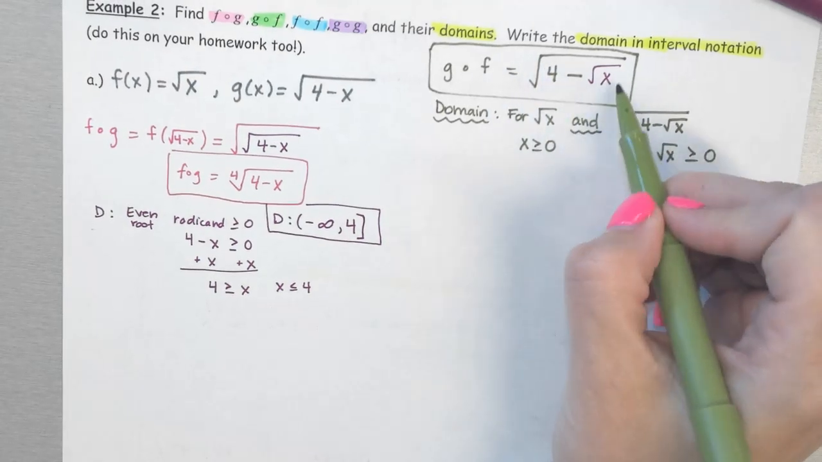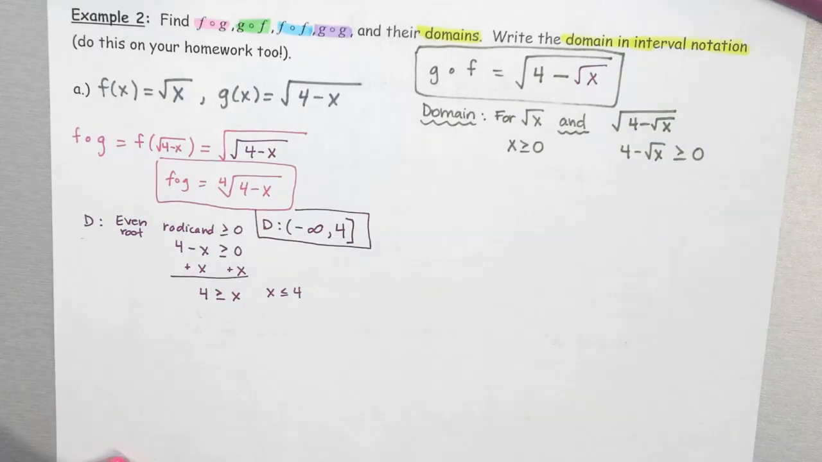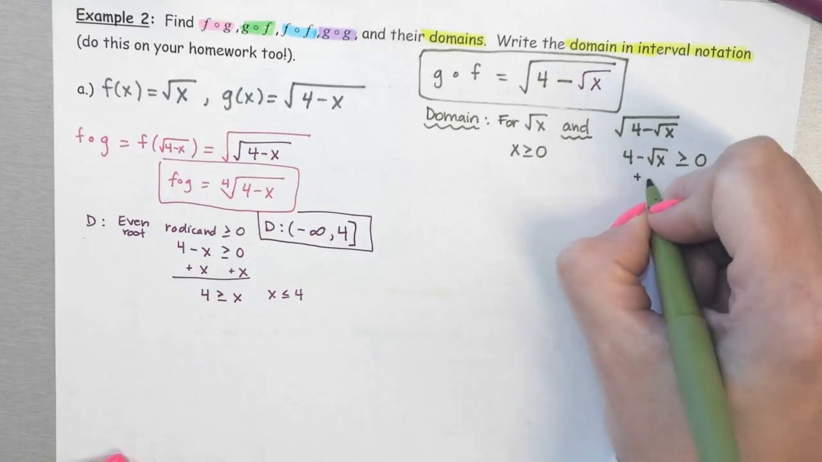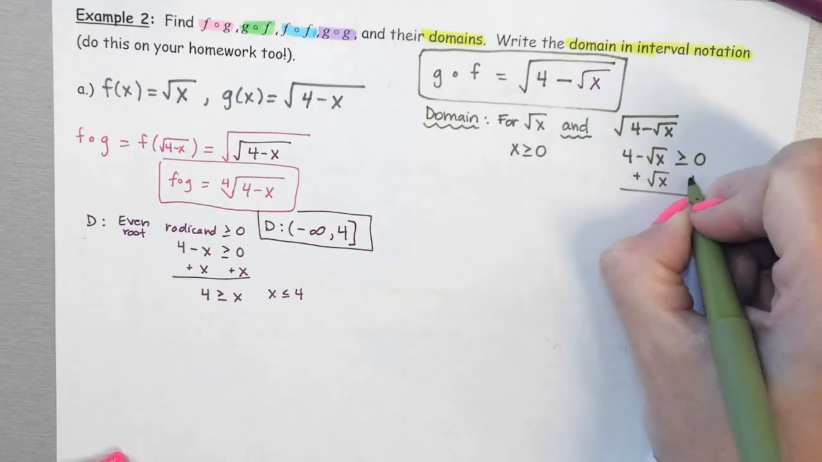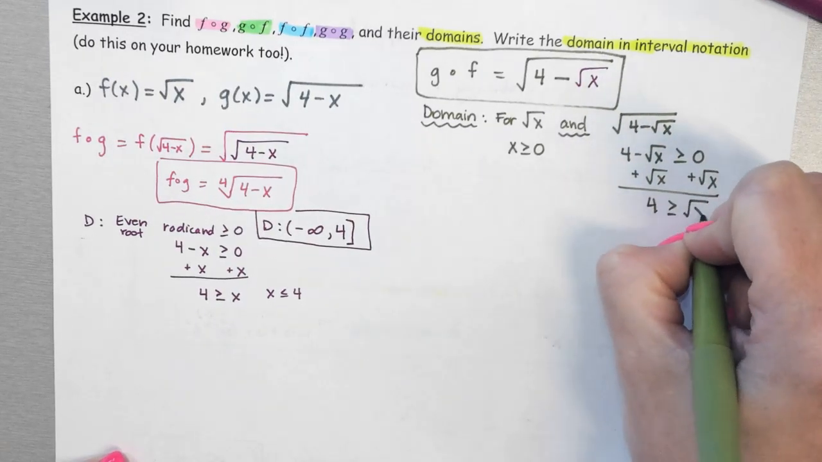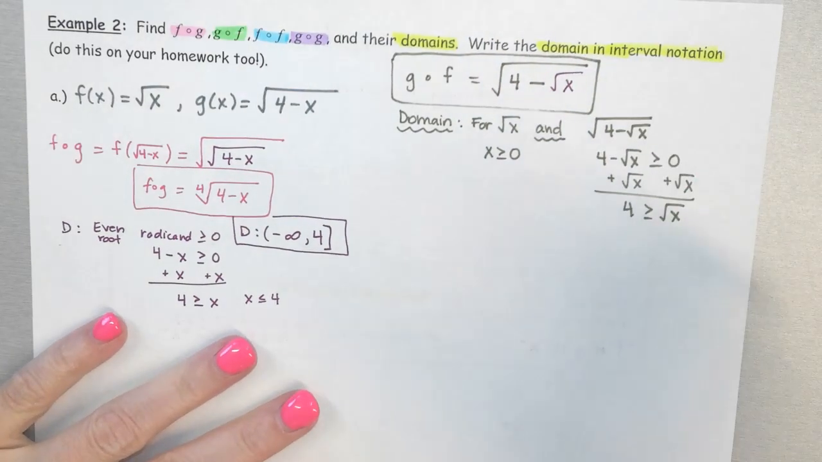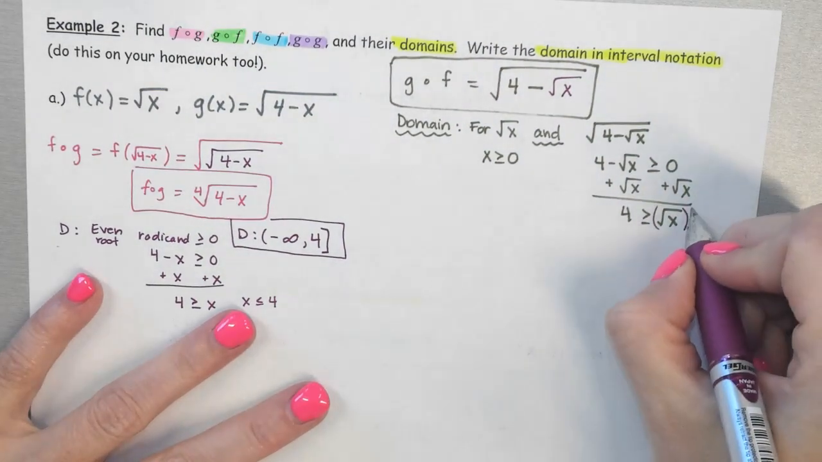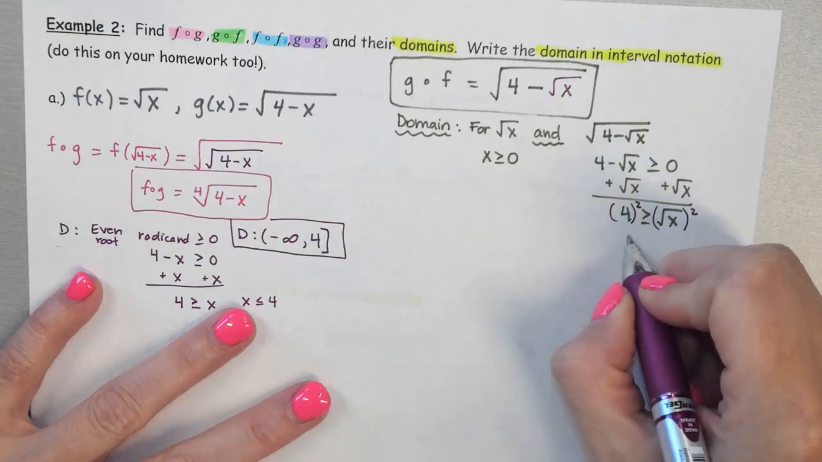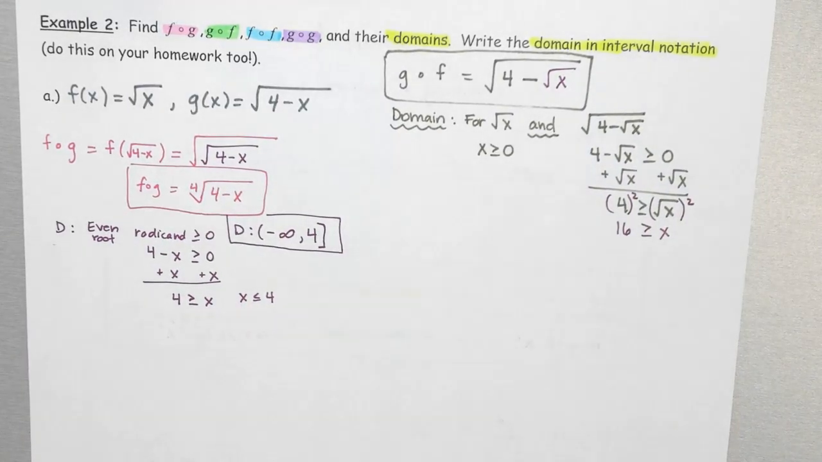Yeah, like this part here. And then even though this isn't linear, you can solve this by adding root x to both sides, and then squaring both sides. So to undo the square root, we would square both sides. We'd have 16 is greater than or equal to x.